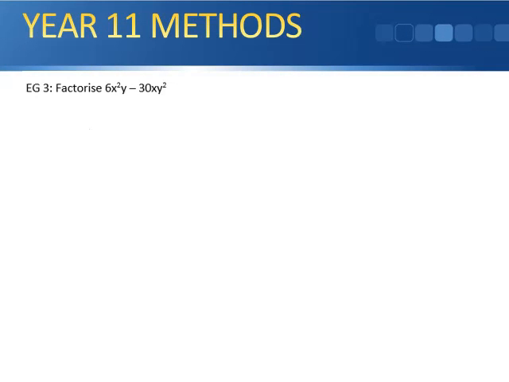Example 3, factorising this one over here. Again, do it in stages. 6 and 30 are the numbers. 6 goes into both of them. X squared and x, well, the first one's got 2 of the x's. The last one's got one of them, so we can only take out x. And then there's a y and y squared, so we can take out a y only.